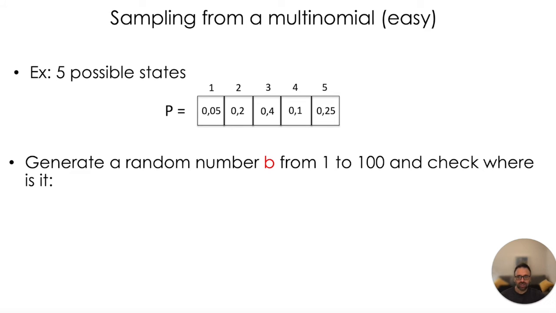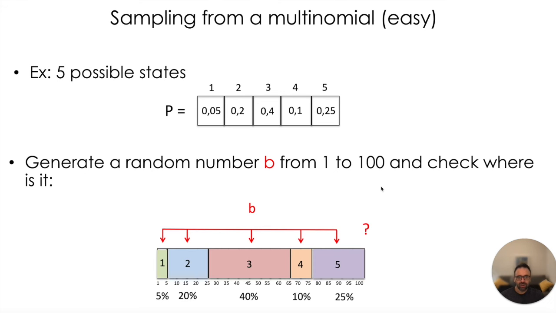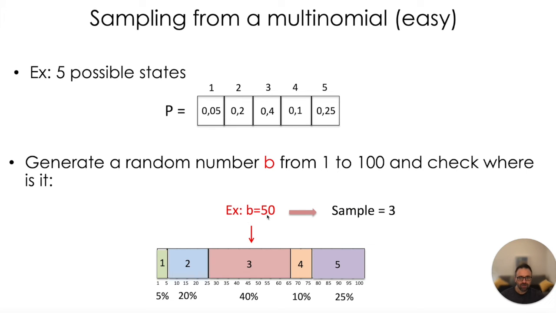We just need to generate random uniform numbers between 1 and 100 and then check where that number falls. So we need to create buckets of the size of the probabilities given by this multinomial distribution. So at the end, bigger buckets will have higher chances of getting the random number inside them. So if we generate uniformly numbers here, let's say that we generate b equals 50, since 50 falls in the third bucket, then our sample is going to be the number 3 or third category. Pause the video and make sure you understand this.